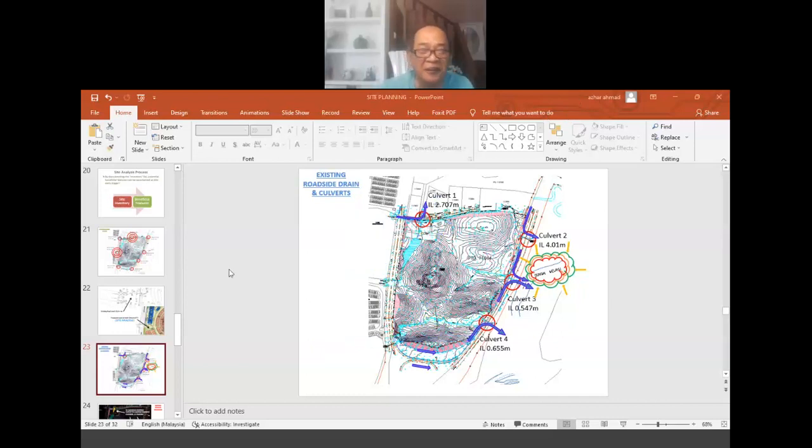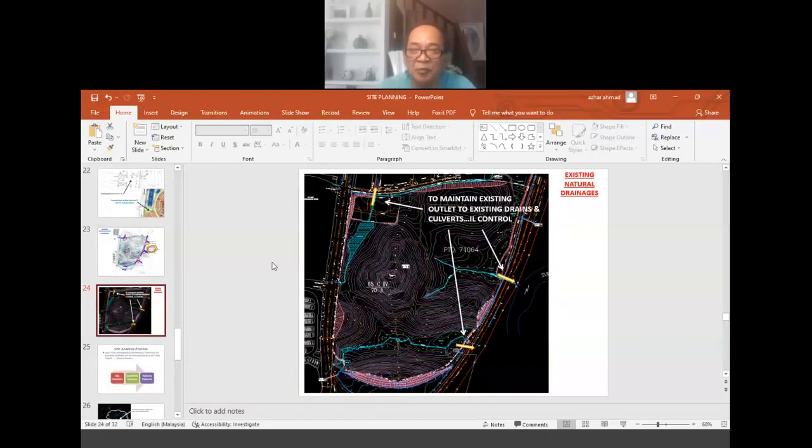All right. So moving on, these are the beneficial information that we can make use of. Moving on, to maintain existing outlets to existing drains and culverts. This was what we were discussing earlier. We want to maintain the natural outlet that is already present in the original site. Then it means that the levels beside the discharge outlet would be controlled by the invert levels of the drain on the outside of the site, beyond the site.